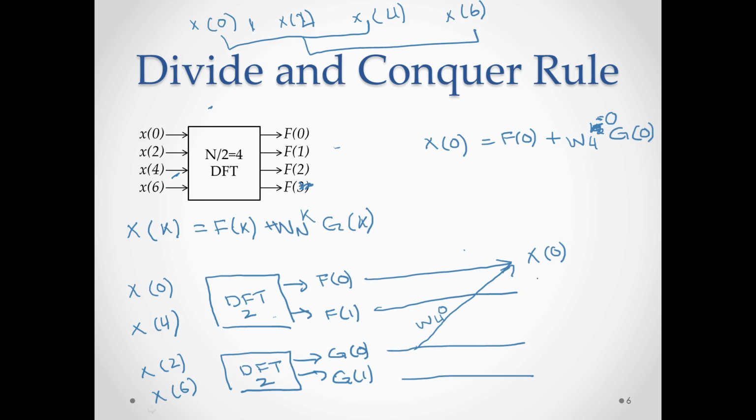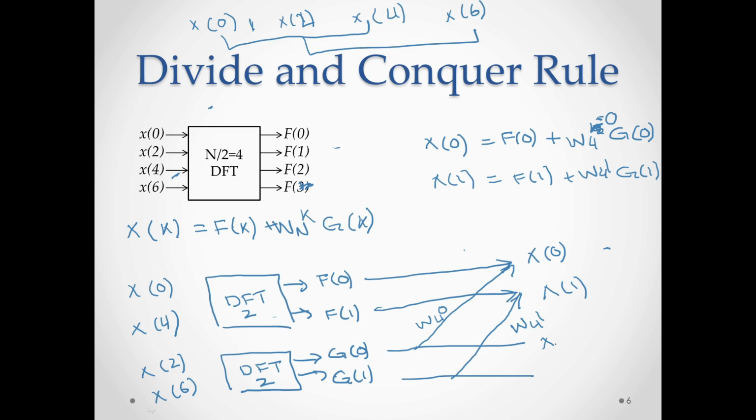And we need to draw an arrow over here. Now our x of 1 term, basically that term would be equal to f of 1 plus w41 g of 1. Now, redrawing that would give us something like this. And the term that it would be multiplied by would be w41.